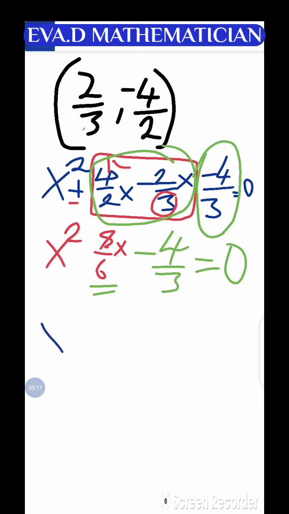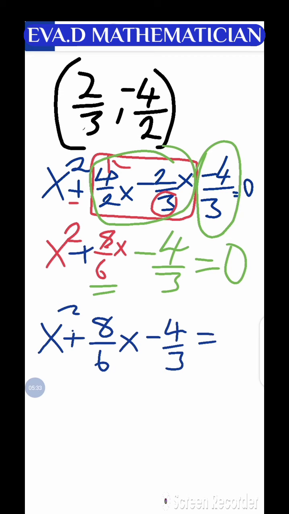So I will now have x squared, and then remember here is supposed to be plus 8 over 6 x minus 4 over 3 is equals to 0. Now at this stage I want to get rid of my fractions there. So what I'm going to do is I will have to multiply everything there in this expression. I will multiply it by the LCM that I have. For 3 and 6 is 6, right? The least common multiple is 6.